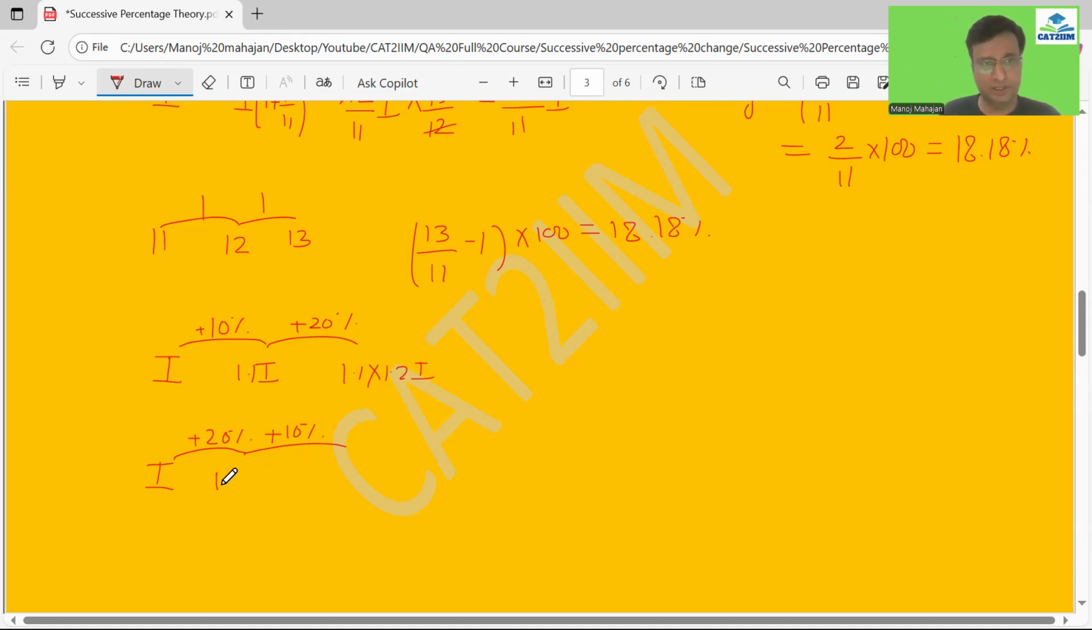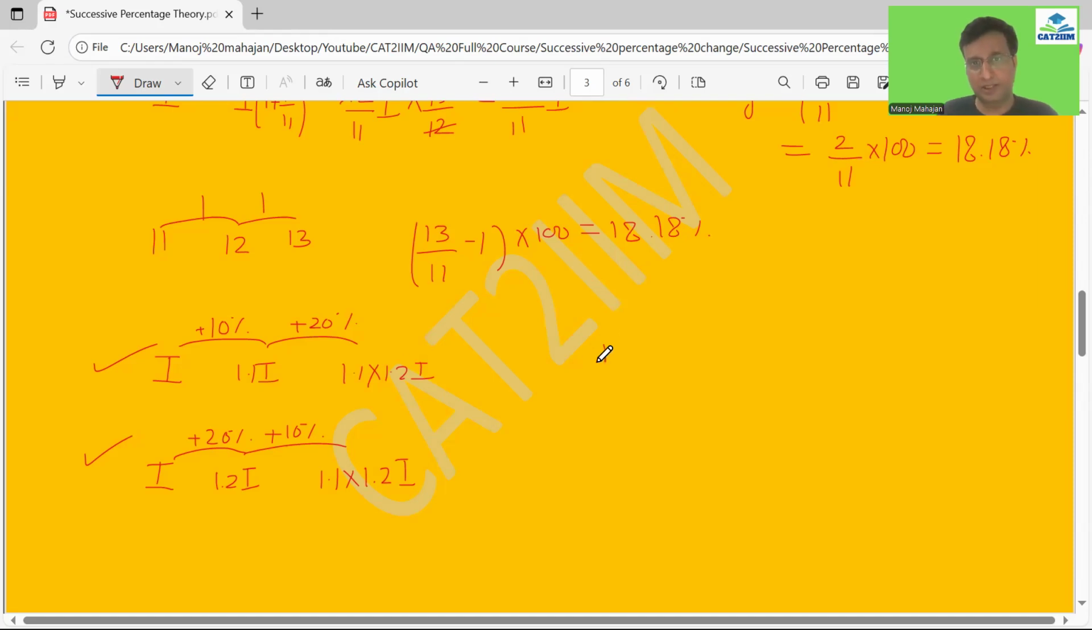Over here, the factor in the middle would have been 1.2, but finally the factor would have been 1.1 into 1.2. So this is something everyone should understand, that the order of the percentage changes does not matter. The net change in both the scenarios would come out to be the same.